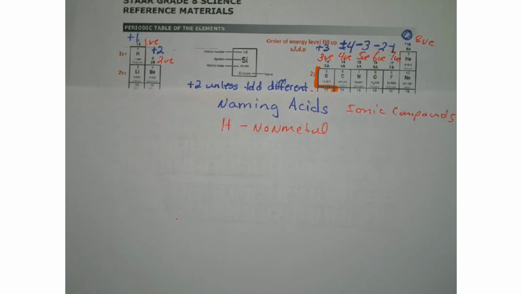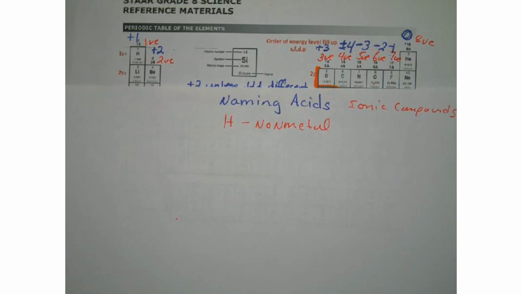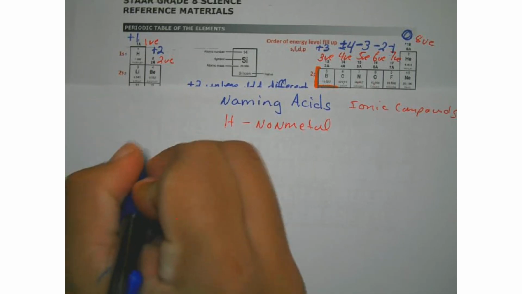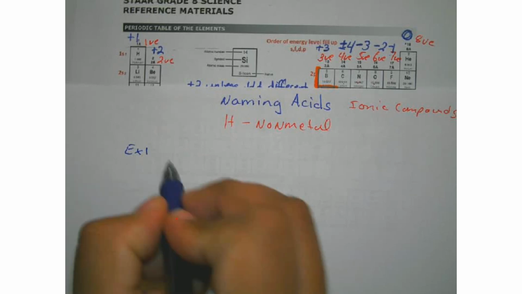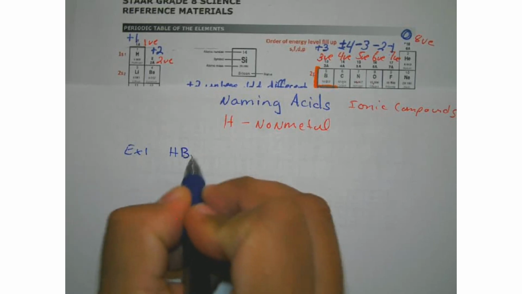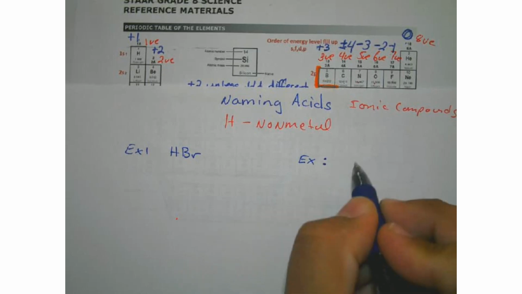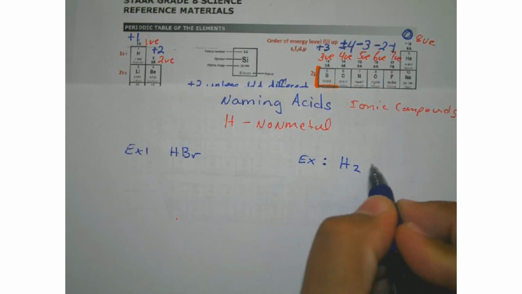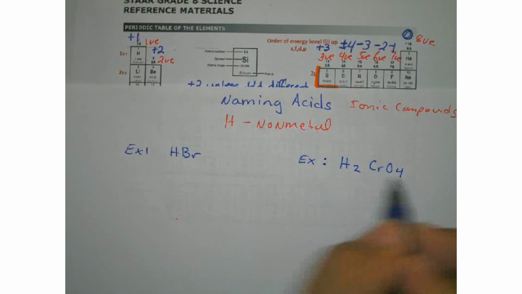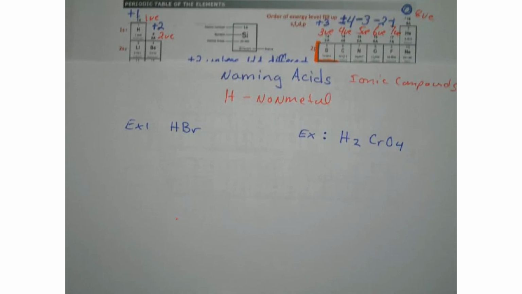So when we talk about naming acids today, it's actually easier just to do examples. I'm going to give you a couple of examples here. The first example, example 1, we're going to look at HBr. And then example 2, let's look at H2CrO4. So these will be our two examples, because they get at the two things we've got to look at when naming acids.